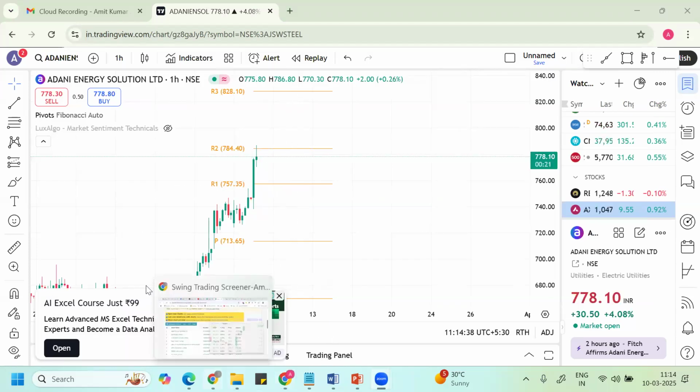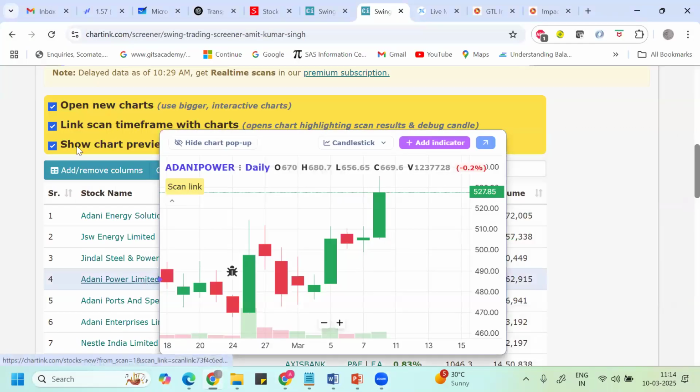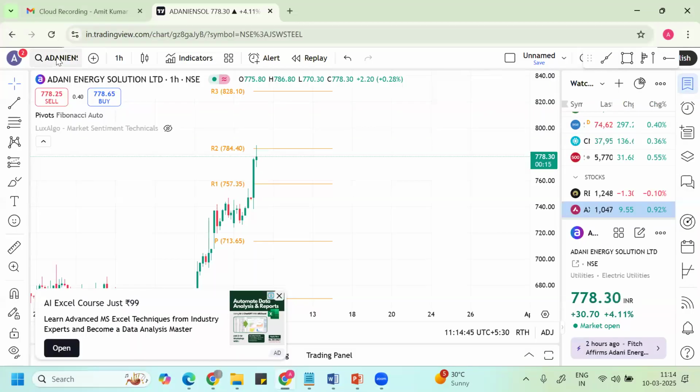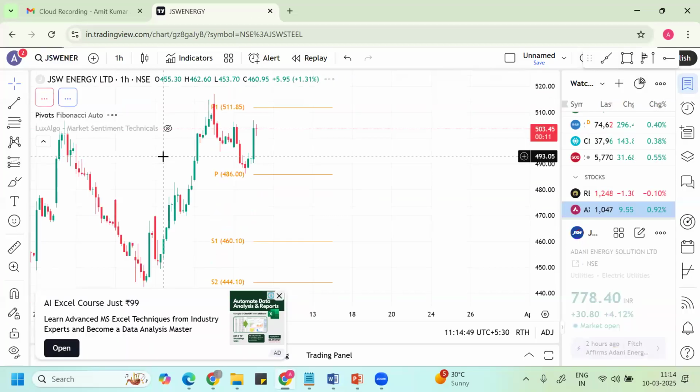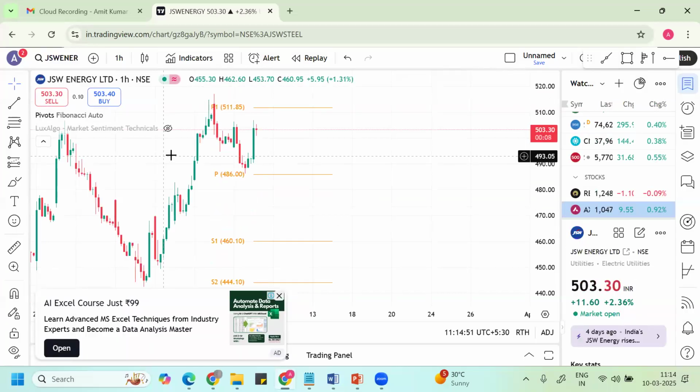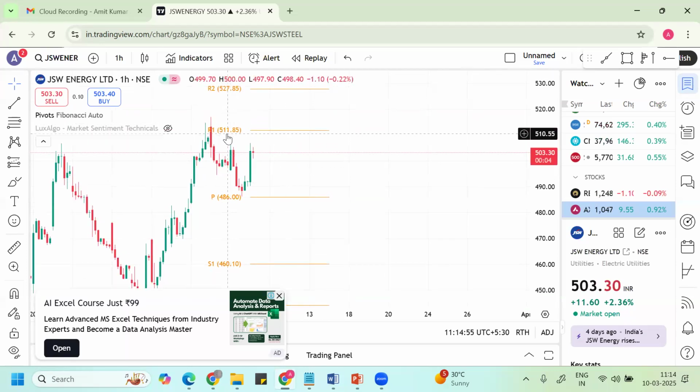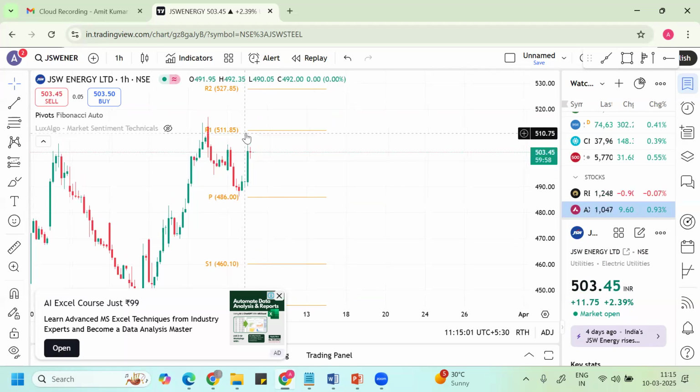Similarly, the other stock, JSW Energy. If I look at JSW Energy, for making an entry, I can enter after 512. 511.85 is a resistance level. After that I can make an entry with the target of 527, and my stop loss would be 486. You're getting it right.